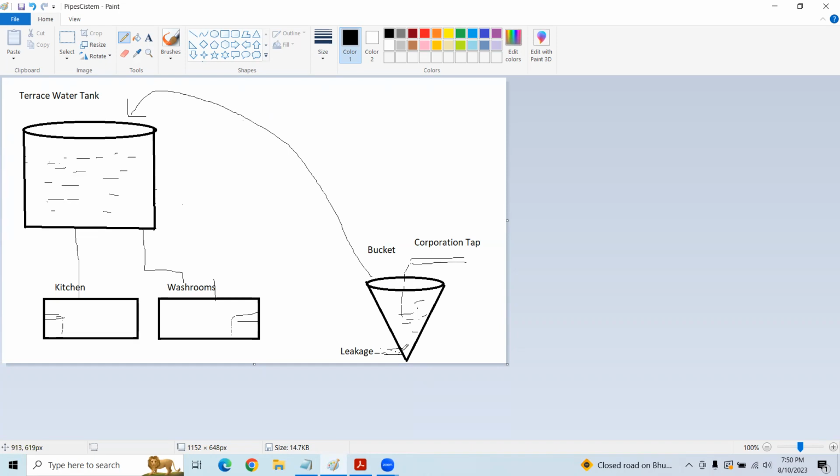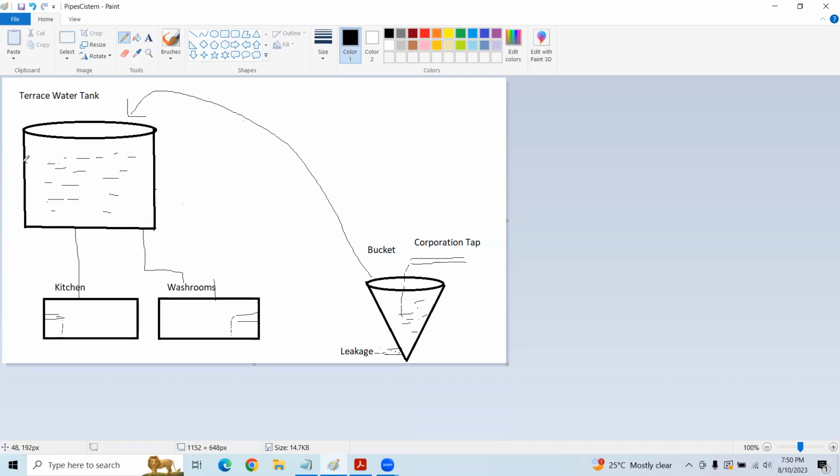This bucket is having one issue. There is one small hole here, due to which some leakage happens. And let's assume that usually you take so much effort, like you take this water, you go to the terrace and then put that water over there.